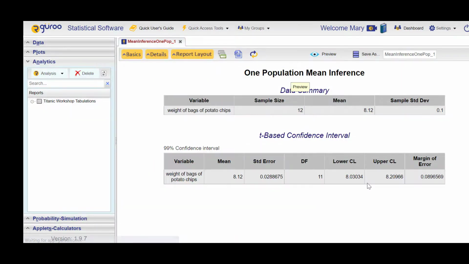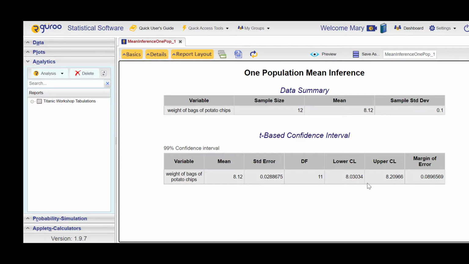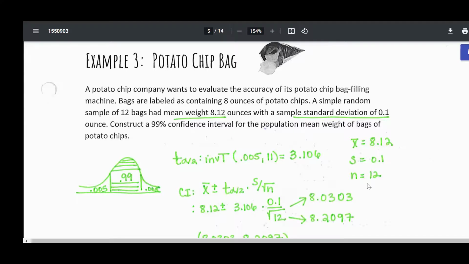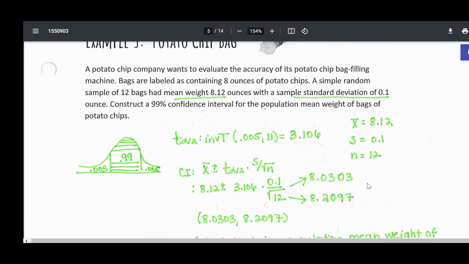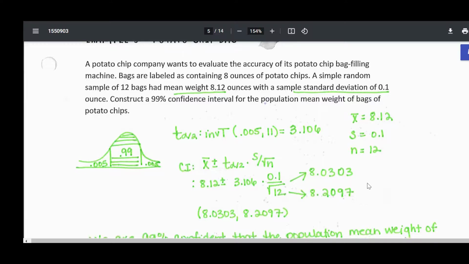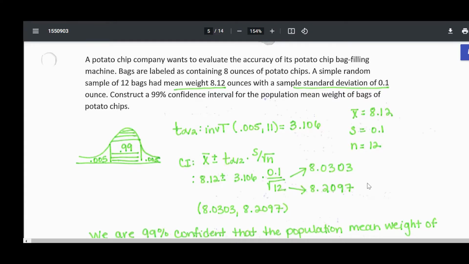Okay, try it again. And we get 8.03. So 8.0303, same thing that we got here. And then the upper boundary is 8.20966. 8.2097, which is what it would round to. So yeah, same exact thing.